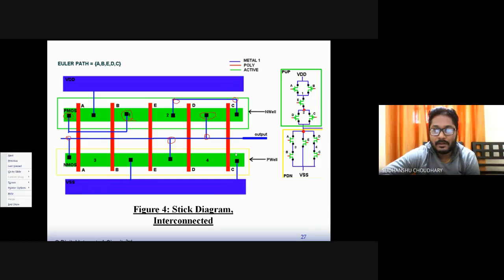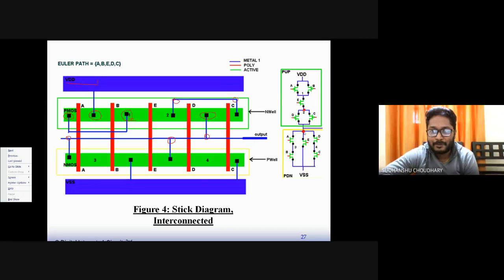Then we move further up. A and B are connected to VDD. A and B already are sharing a diffusion region, so now this region was left, and it is connected to VDD here. This is my VDD. Okay, now let us move down to the pull down network.